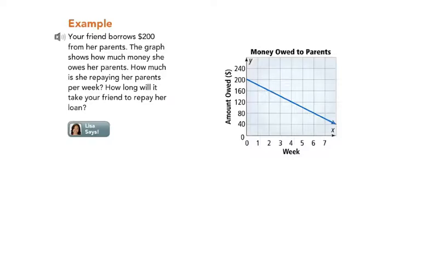This one says your friend borrows $200 from her parents, and the graph shows how much money she owes her parents. How much is she repaying her parents per week? How long will it take your friend to repay the loan? So if we take a look at the wording, how much is she repaying her parents per week? That means we're looking for the unit rate.